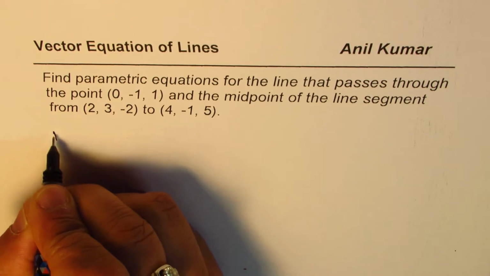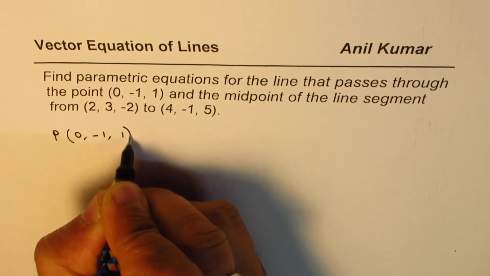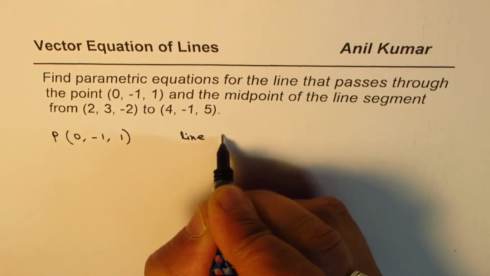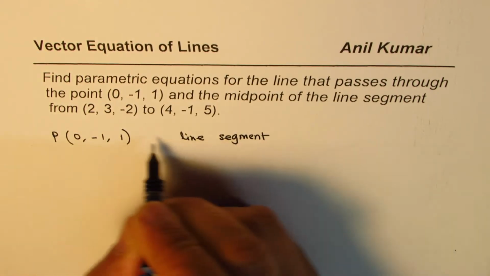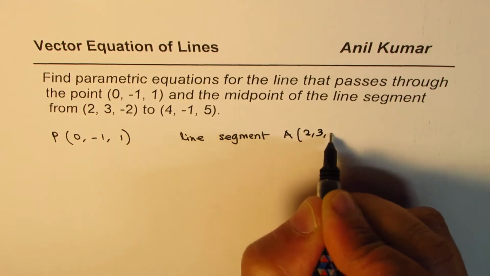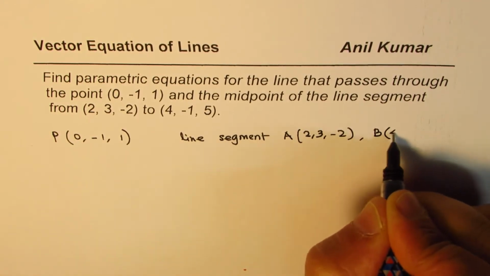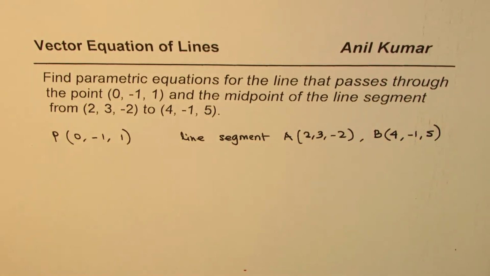So we're given a point P, which is (0, -1, 1). And we are given a line segment, which, let us say, is from A, which is (2, 3, -2), to B, which is, let us say, (4, -1, 5). So we have assumed points A and B for the given points.